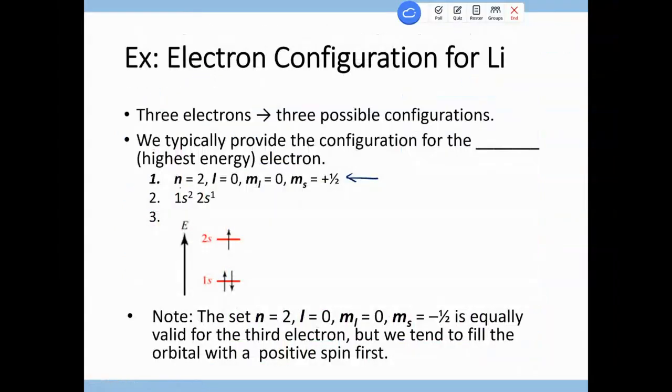So if we're providing quantum numbers, we'd provide the quantum numbers for the highest energy electron. Principal quantum number 2 for second row, second energy level. L is 0 because we have an s shell. That means ml must be 0. And then our spin can be plus 1/2 or minus 1/2. So that's with quantum numbers. We're writing out electron configurations. We have 1s2 because the 1s shell is full, and 2s1, we have 1 electron in the 2s shell.